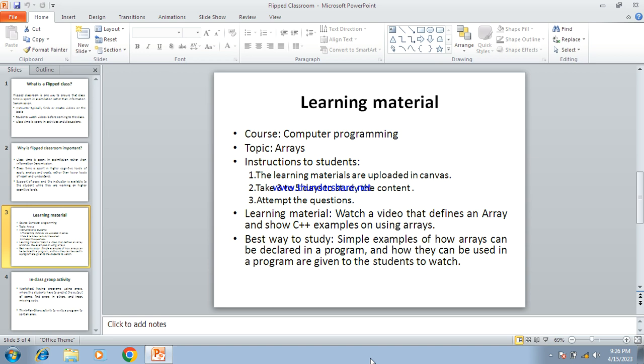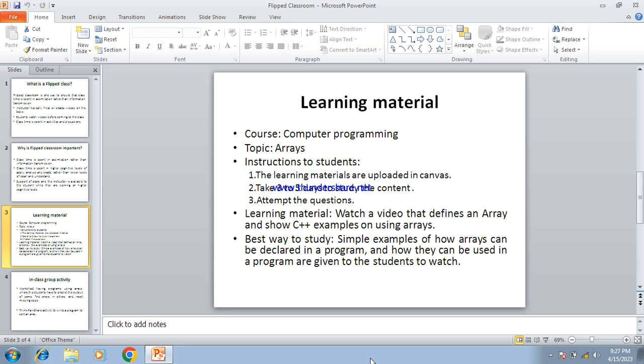This is an example from one of the courses that I have taught. So, in a course on computer programming where the topic was arrays, the pre-class activity that the student had to do was to watch a video that defines an array. What is an array? So, the video basically says that an array is nothing but a collection of elements, and this is the way to define an array in C++, and then it shows C++ examples on using arrays. So, simple examples of how arrays can be declared in a program and how they can be used in a program. This is the pre-class activity.